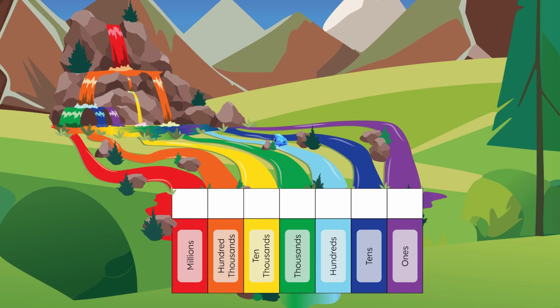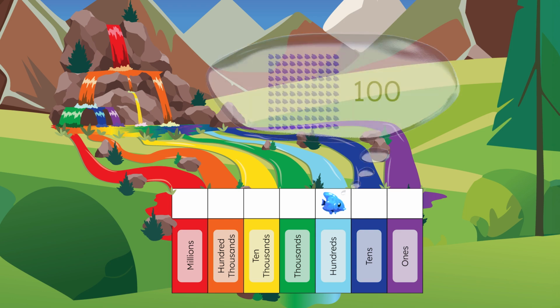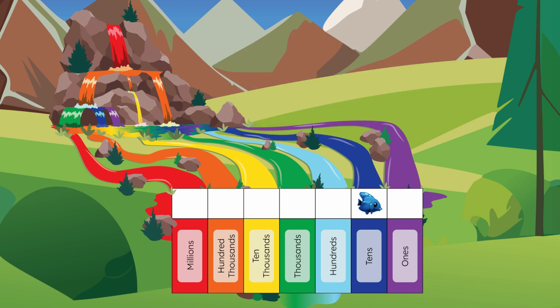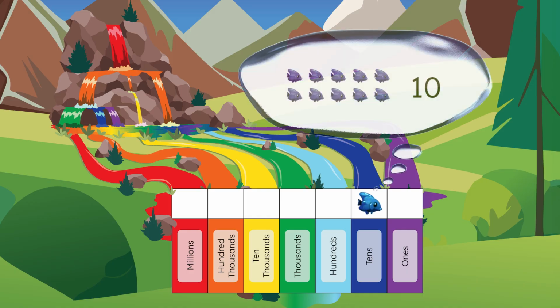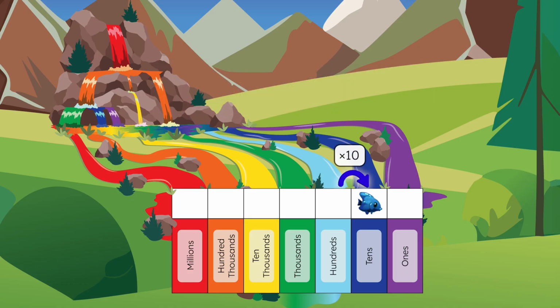Hey, our little fish is back, and this time it's swimming in the hundreds place. Right now, it has a value of 100. But what if it swims 1 place to the right? Ooh, now it's in the tens place. Its value just got smaller. Instead of being worth 100, it's now worth 10. What do you think is happening to the value of the digit as it moves to the right? That's correct. As we move to the right, each place value is 10 times smaller than the one before it.